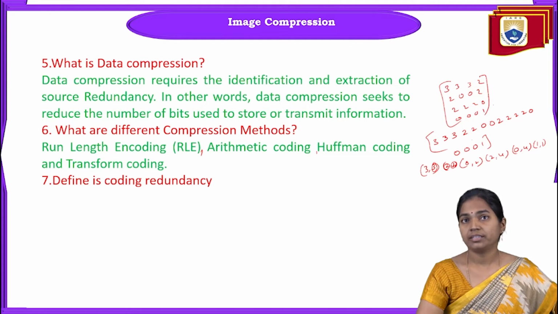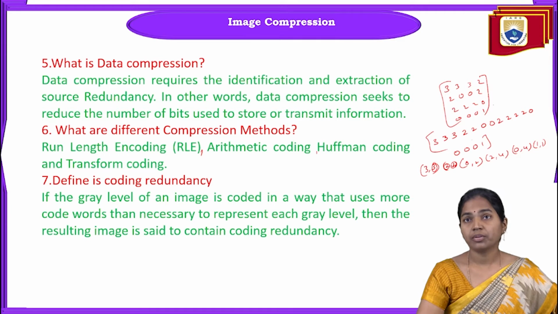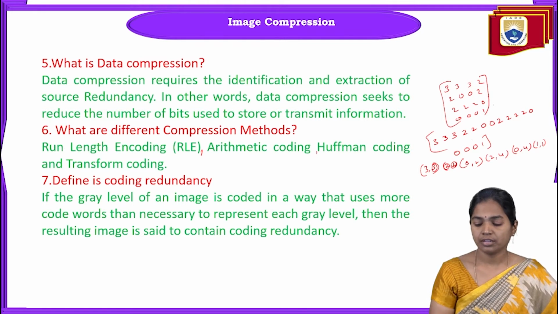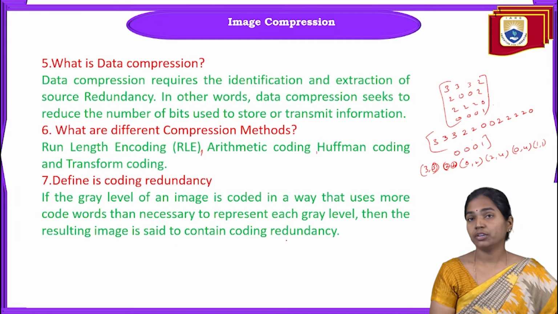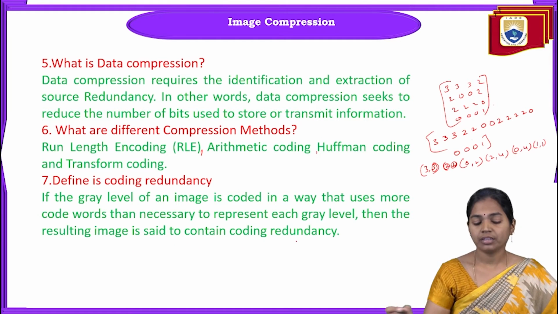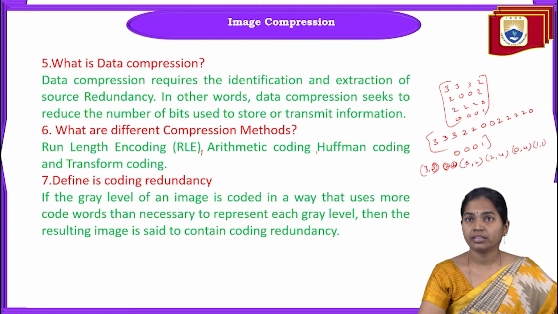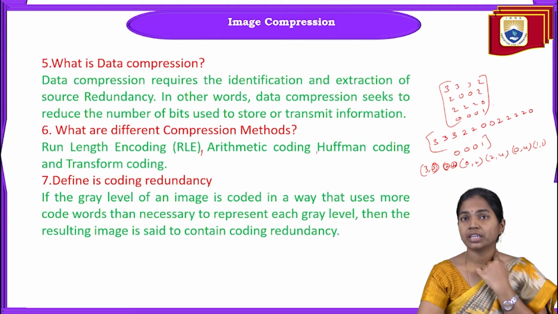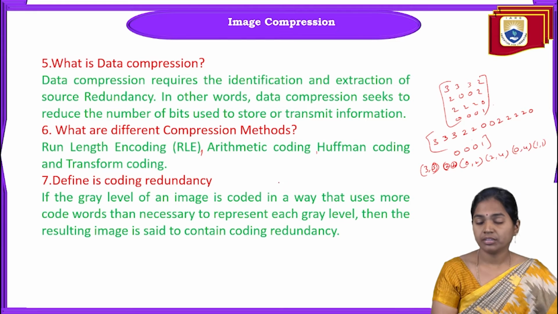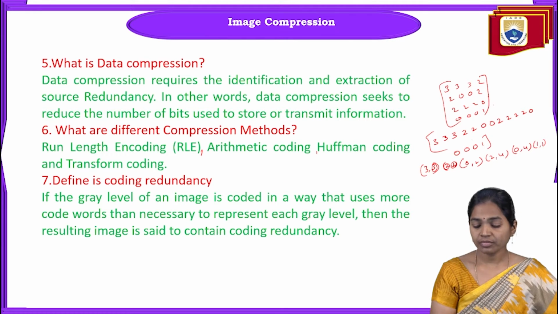Define coding redundancy. What is meant by coding redundancy? If the gray levels of an image are coded in a way that uses more code words than necessary to represent each gray level, then the resulting image is said to contain coding redundancy. Each gray level requires a certain number of bits.